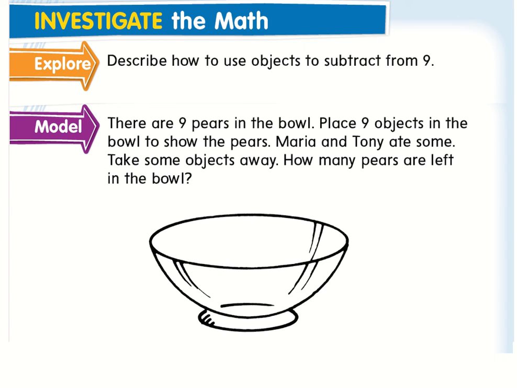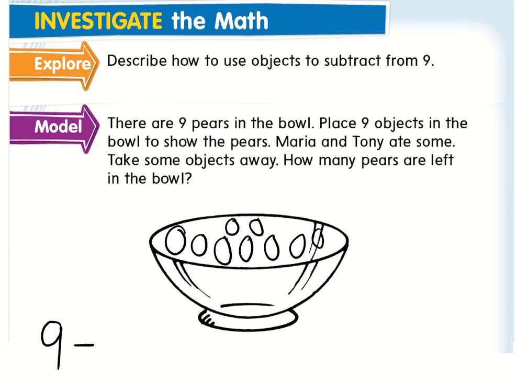Now this is where this is going to get a little tricky. We're actually going to make up our own problem right now. This one says that there are 9 pears in a bowl. Let's do 9. 1, 2, 3, 4, 5, 6, 7, 8, and 9. They don't really look like pears, but it works anyway. So there are 9 objects in the bowl, so we get 9 pears. It says that Maria and Tony ate some. I want to put a box right here for a second. So let's pretend that Maria and Tony ate some. We don't know how many they ate, but what I have left is 5.